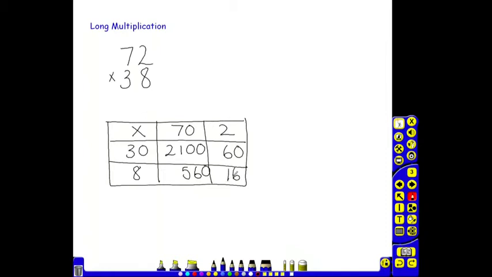I'm then going to find out the totals for each row. 2100 add 60 is 2160. 560 add 16 is 576. I then add these two figures together to get the final answer. So here is 6, 7 and 2 in the thousands, so we have 2736.